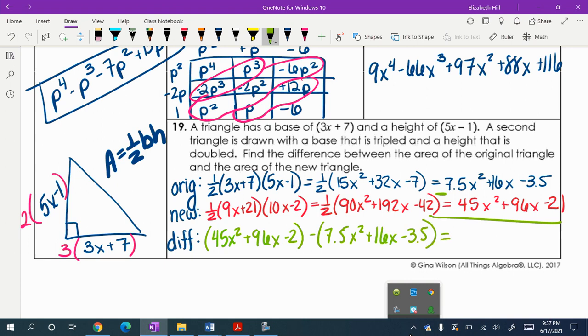And now just working with all these like terms, 45x squared minus 7.5x squared. So that's 37.5x squared. 96x minus 16x gives me 80x. And let's see, we got negative, oops, sorry, this is supposed to be a 21 right there. Yep. Negative 21 minus a negative 3.5 gives us negative 17.5. So there is the expression for the area of the difference.